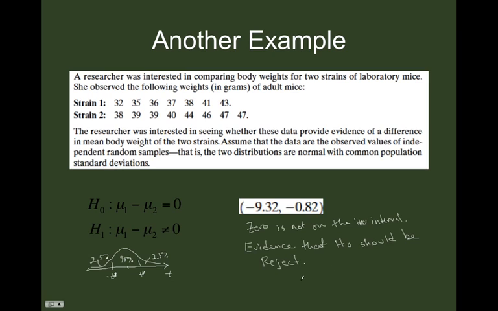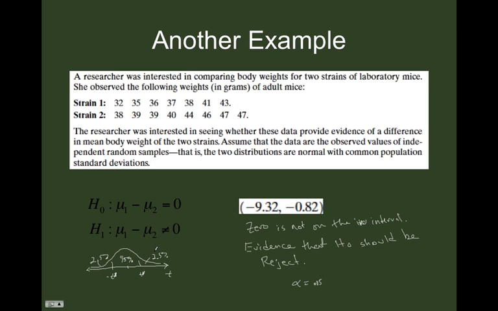So the alpha of 5% is based on a two-tailed test. But the fact that the interval is negative, or all the values in the interval are negative values, does indicate that mu1 is smaller than mu2.